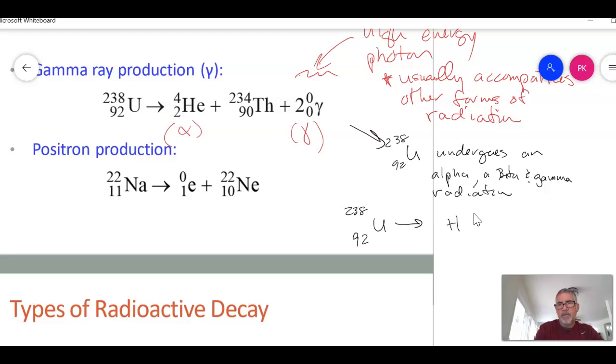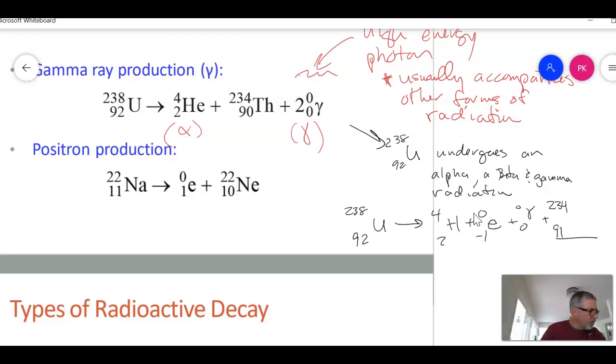When we draw this, we have helium, that's our alpha, that's our beta, that's our gamma, and plus what's left, right? So 2 minus 1 is 1. So if I have 91 plus 1 is equal to 92, let's go to the top, right? 238, 234 plus 0 plus 0 plus 4 is equal to 238.